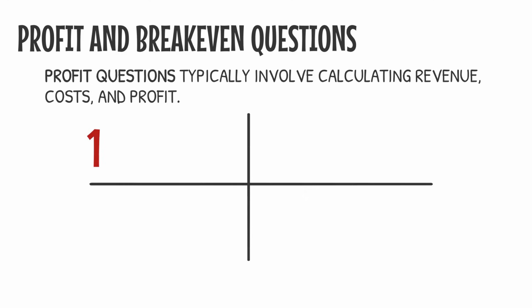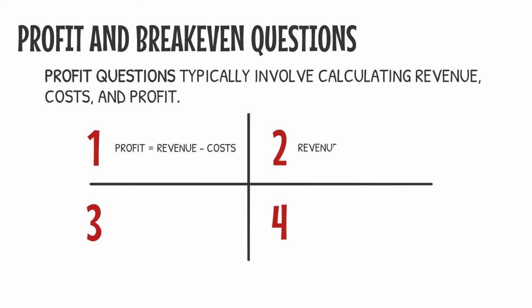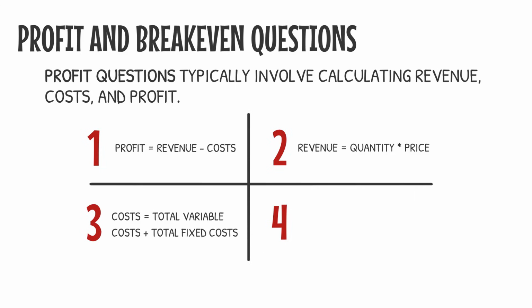There are 4 basic profit formulas that you should know, which can be put together and simplified into a single comprehensive equation for profit. Profit equals revenue minus costs. Revenue equals quantity times price. Costs equal total variable costs plus total fixed costs. And total variable costs equals quantity times variable costs.